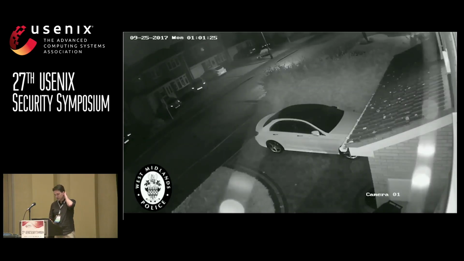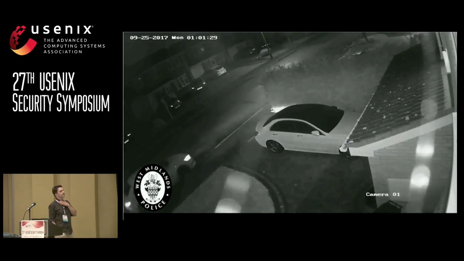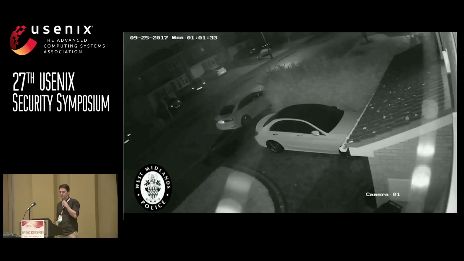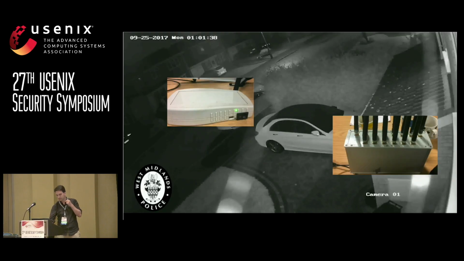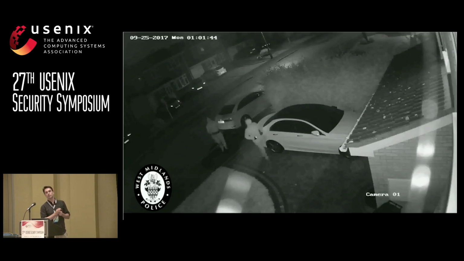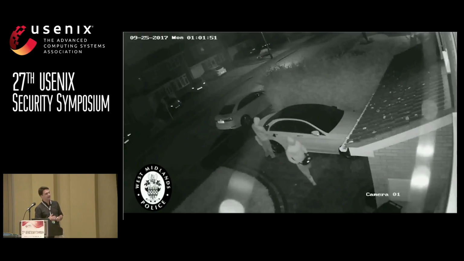So first, why should you care about distance-bounding attacks? Well, one answer is they are incredibly powerful. Right now, any passive authentication system can be beaten by a distance-bounding attack. So this is a video from Birmingham of someone who woke up to find their luxury car had gone from their driveway. Luckily, they had CCTV, and this is what they saw when they reviewed the video.